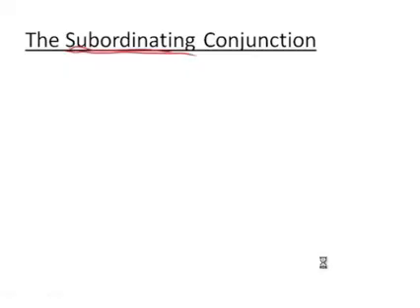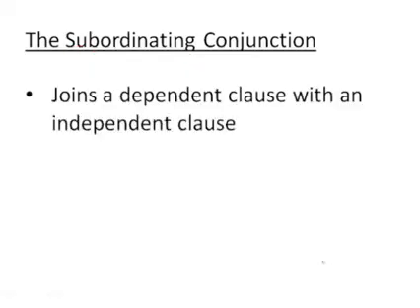So what exactly is it? Well, it joins a dependent clause with an independent clause. Okay, again, you may be even put off by this a little, but just remember, an independent clause is the same as a sentence. A dependent clause is not a sentence. It cannot stand on its own.